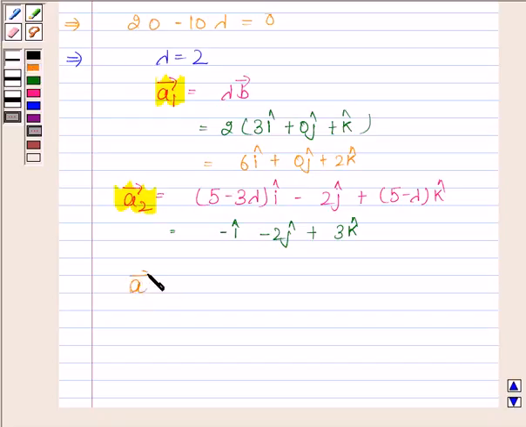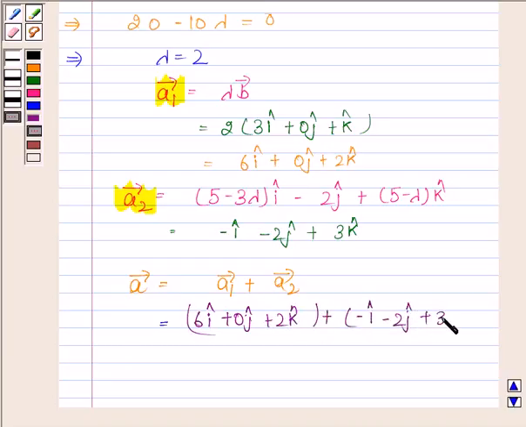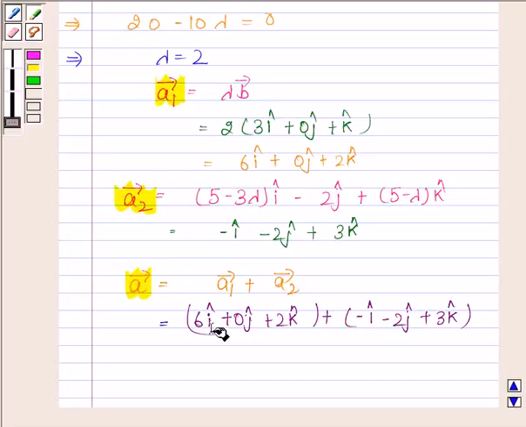So vector A is equal to vector A1 plus vector A2, and this is equal to 6i cap plus 0j cap plus 2k cap plus (minus i cap minus 2j cap plus 3k cap). So we have expressed vector A as sum of two vectors such that one is parallel to vector B and other is perpendicular to vector B. So this completes the solution.